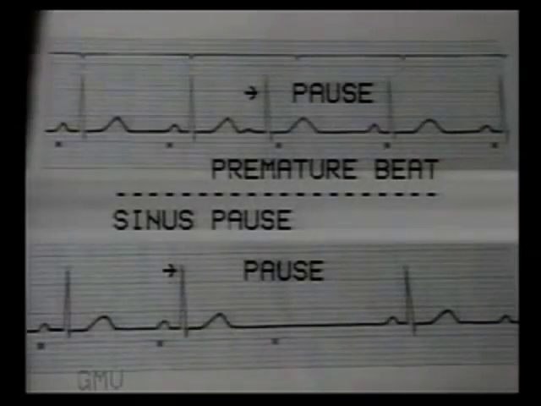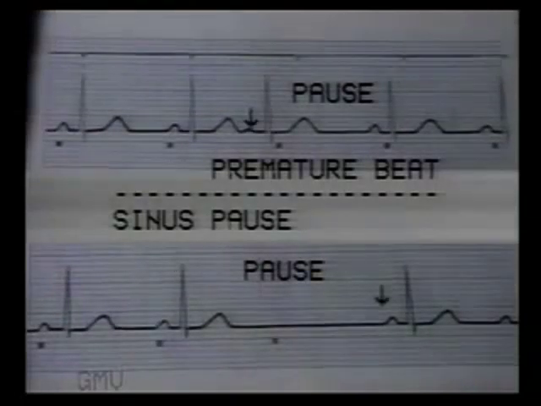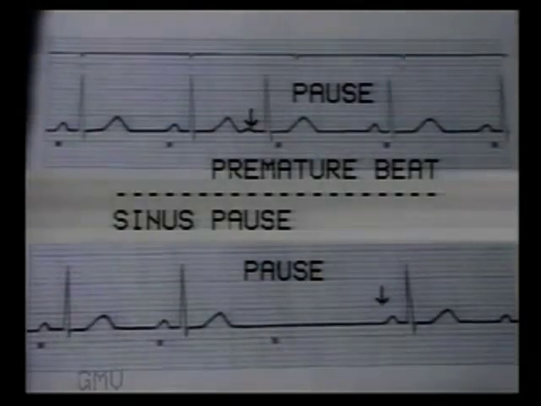So to revise, whenever you see a pause, first study the preceding beat. If it has occurred early, as in the upper strip, it is a premature beat with compensatory pause. And if the RR interval is normal, as in the lower strip, then it is a sinus pause with an escape beat. Now if it is a premature beat, study the QRS complex, compensatory pause, and P wave to decide the origin of the premature beat. And if it is a sinus pause, study the succeeding beat to know the type of escape beat.